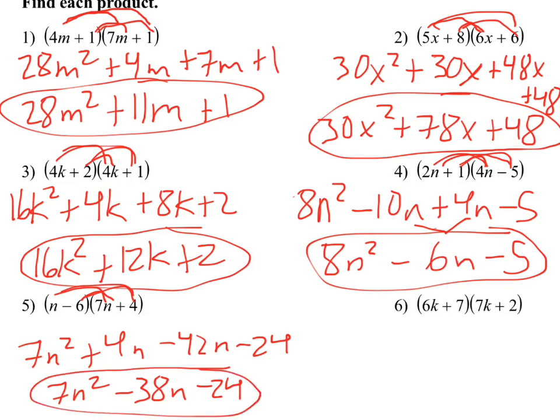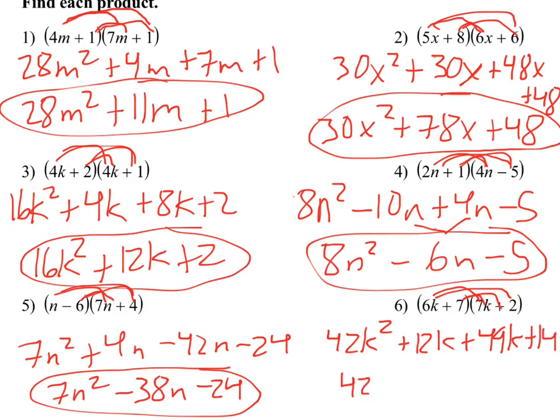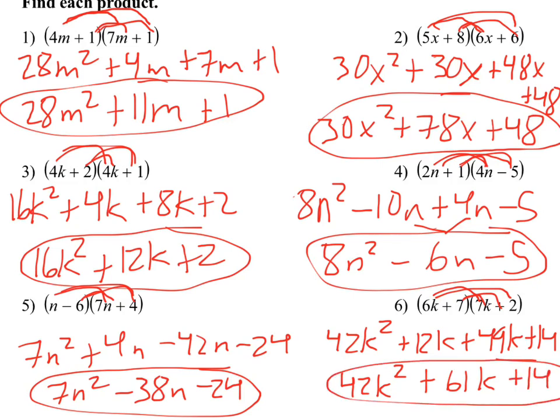And then the last one on 1 through 6, take 6k times both of those, you'll get 42k squared, and then add 12k. And then 7 times both of those will give you plus 49k, and then plus 14. Combine the inside stuff, you'll get 42k squared, and then plus, 12k plus 49k is going to give you 61k, and then plus 14 on the end, and that one's all combined and whatnot.